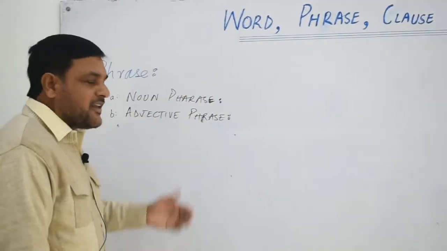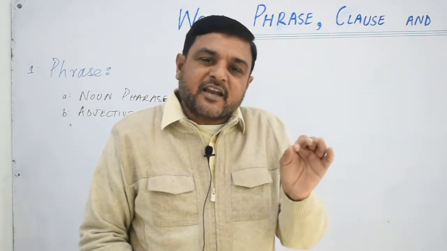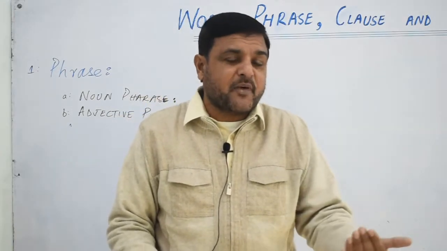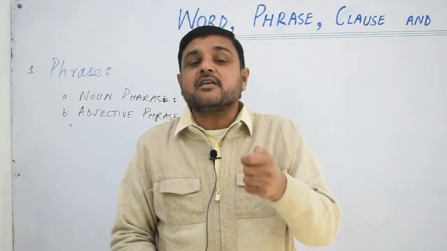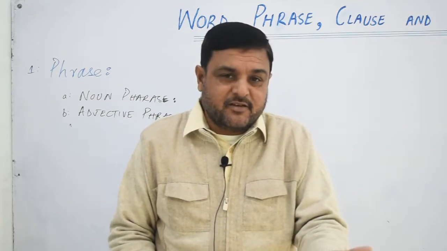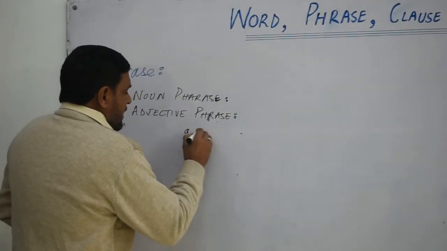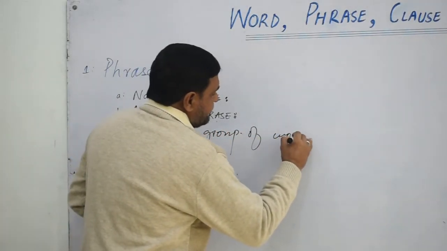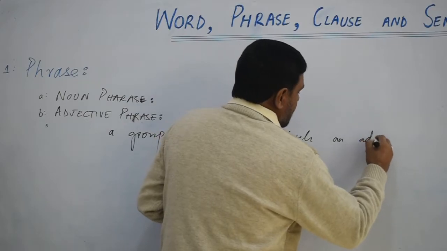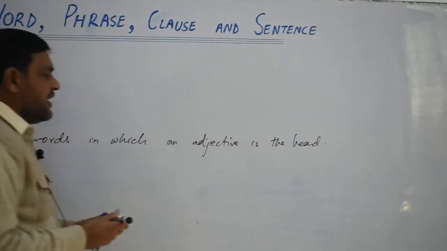What is an adjective phrase? Again, a simple thing. An adjective phrase is a group of words in which an adjective is the head. Simple. And in other words, we can also redefine it in a different way. We can also say that an adjective phrase is a group of words that plays the role of an adjective when used together. That is it. Let me write it over here for your ease. A group of words in which an adjective is the head.